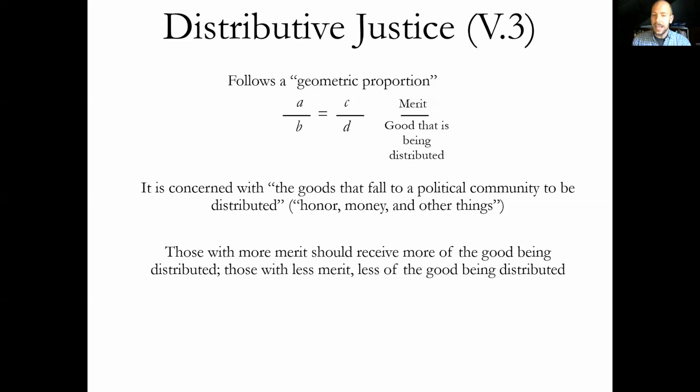B might be less than D. The reason that there's still an equality there, however, is because A would be less than C. And so distributive justice, following a geometric proportion, still preserves equality, according to Aristotle. It's not strict equality. The goods don't need to be, strictly speaking, equal. The proportion of merit to good has to be equal.